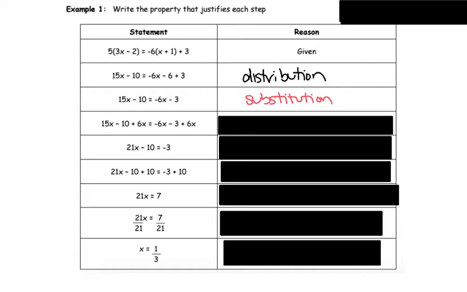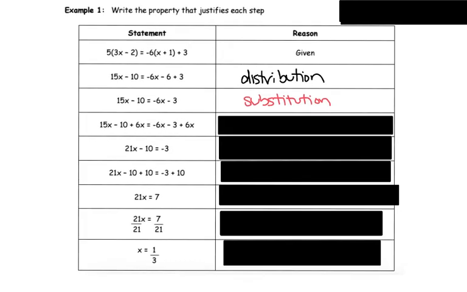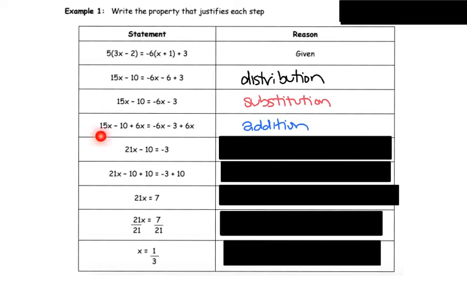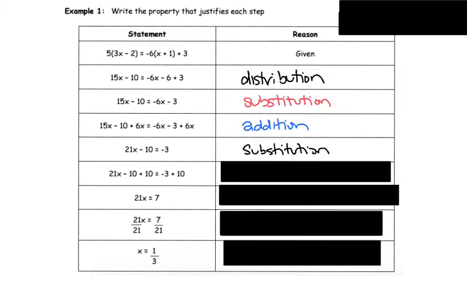All right. Next, we've got 15x minus 10 plus 6x equals negative 6x minus 3 plus 6x. So it looks like they're getting rid of this negative 6x by adding 6x to both sides. So that is going to be addition. When you actually do that work, 15x plus 6x, you get 21x minus 10 equals, they cancel out on that side, bring down the negative 3. So that's our next one, and that reason is also going to be a substitution.